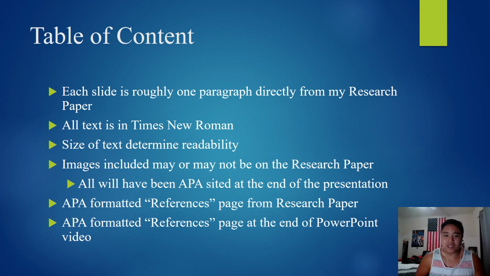Here is my table of contents. It's roughly one page per slide. Some of the slides have pictures, some don't, and of course I have to cut down paragraphs in order to make room for that. Everything's in Times New Roman, pretty much everything is readable, and I'm going to have two references pages. Obviously one from the research paper and one I'm going to have to cite for the copyright images I use in this presentation.